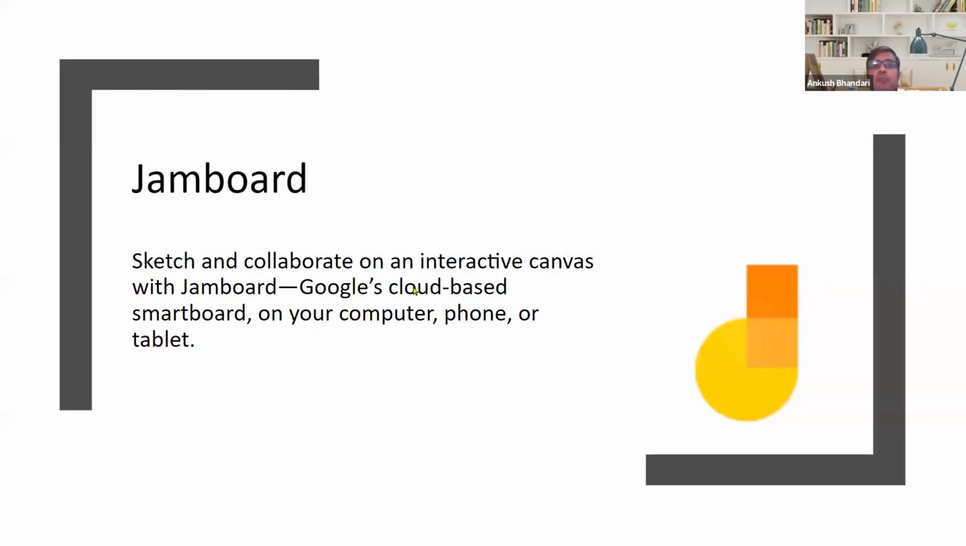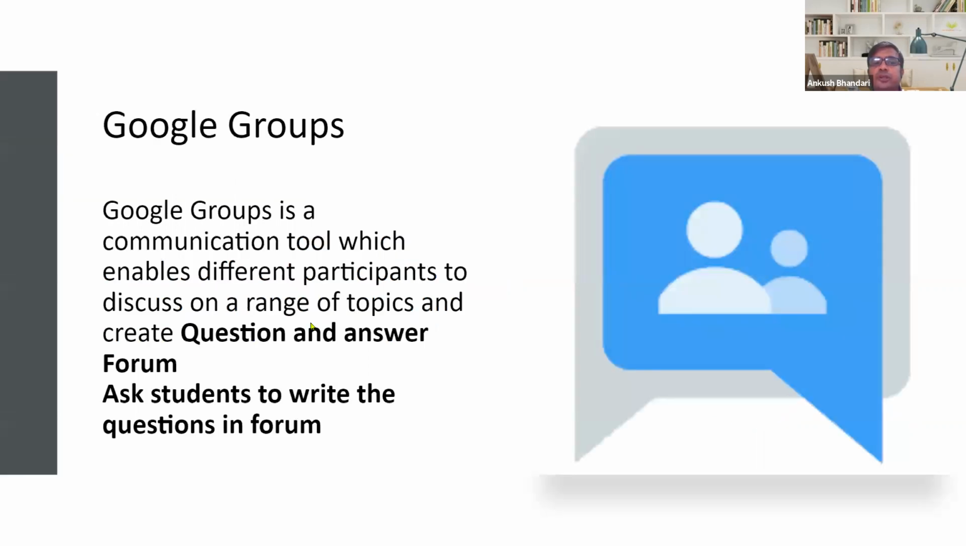And even Jamboard, which is your smart board. How to use this smart board, again, you'll be learning in the training session. And the best part of it, Google Groups. With the help of Google Groups, you will be able to learn how to create a question answer forum, and how students can get their answers from the forums, right? So how you can create your own question answer forum on any topic or any subject.